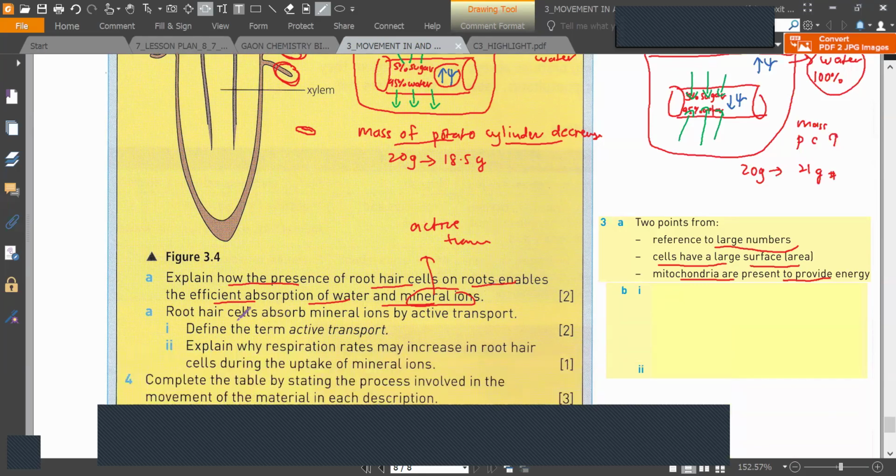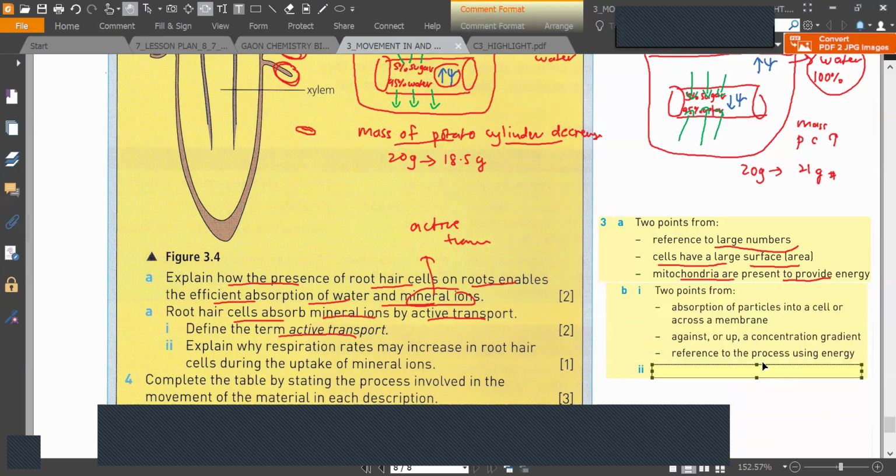Next, root hair cells absorb mineral ions by active transport. We know that. Define the term active transport. So we need to remember the key points about active transport. Absorption of particles into a cell across a membrane, so we also need to have a cell membrane for active transport to happen. Then against concentration gradient, it's opposite compared to diffusion. And it is a process that uses energy.